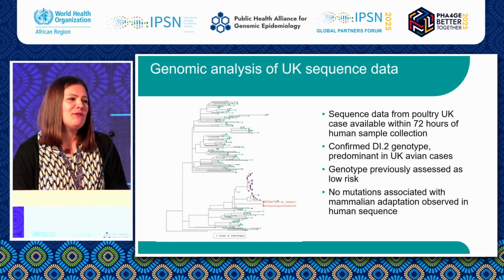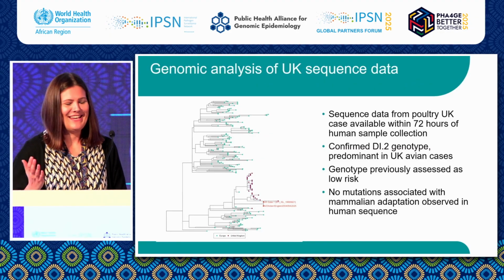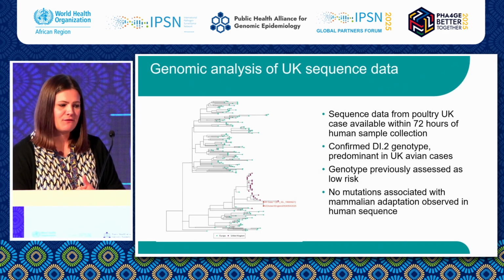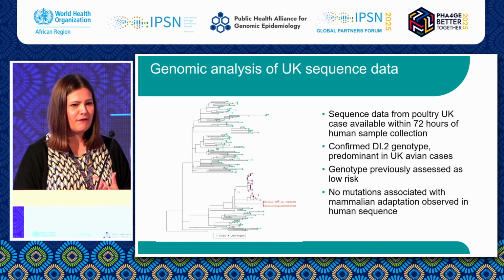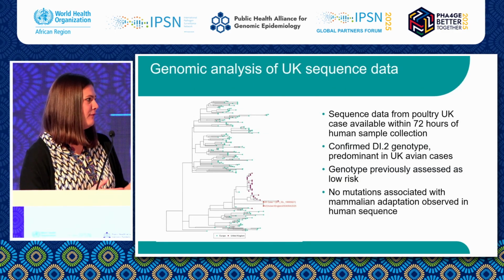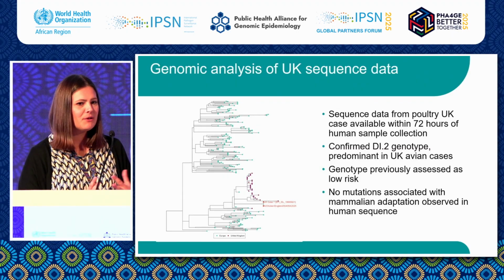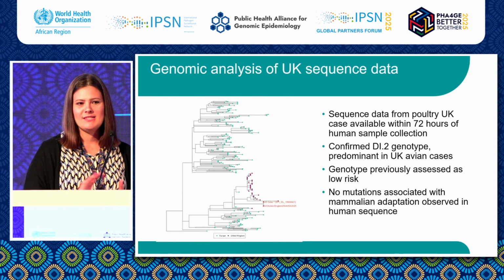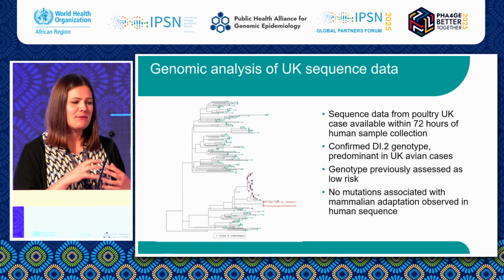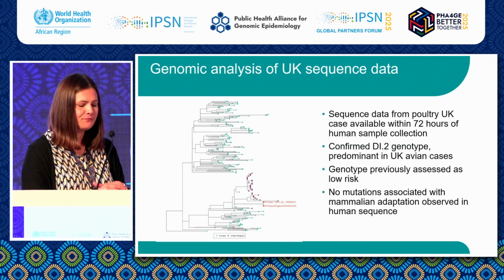So obviously we were notified about our UK case on a Friday afternoon, because why would it be any other time? But we were able to produce sequence data, not just from the human case, but also from the poultry on the farm, within 72 hours of the human sample collection. This was really valuable because we were able to show that the sequence from the human was exactly the same as what was seen in the birds. We weren't seeing any host-specific adaptations, and it was consistent with the DI.2 genotype that we'd previously assessed.